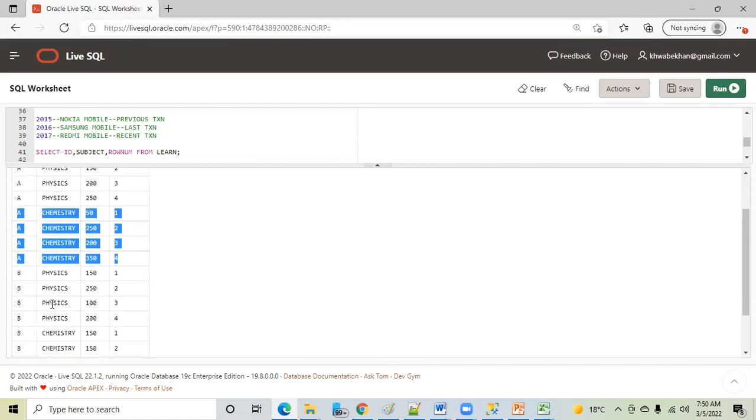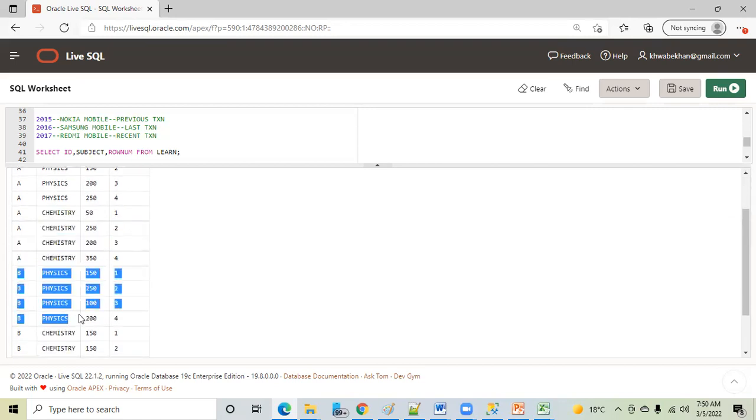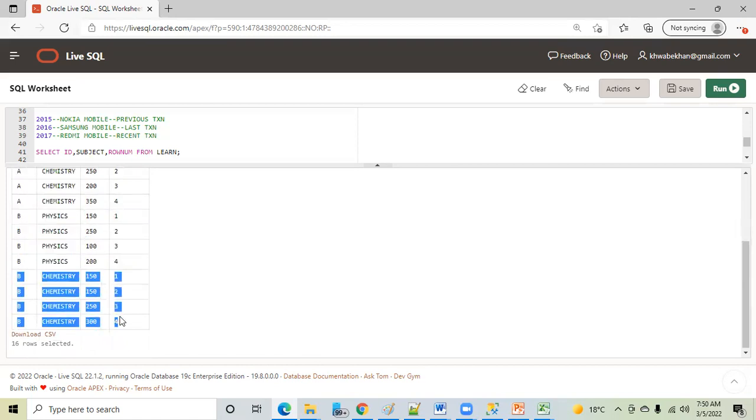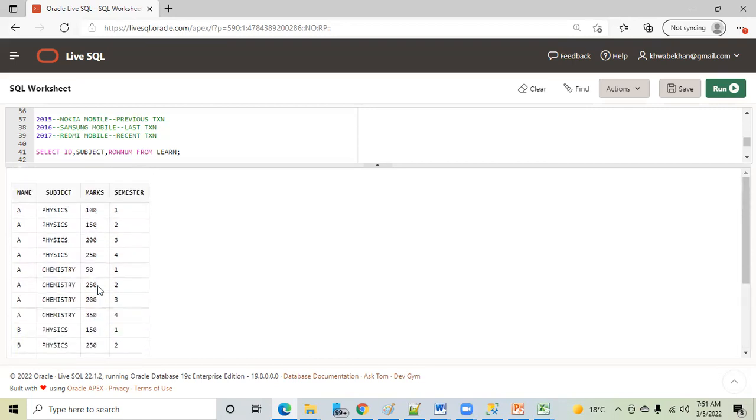Similarly, if you check B physics, are the marks continuously increasing? No. B chemistry: 150, 150, it is not continuously increasing. First and second semester are the same, so this is not increasing. So from manual analysis, we observed that A physics is the correct answer.